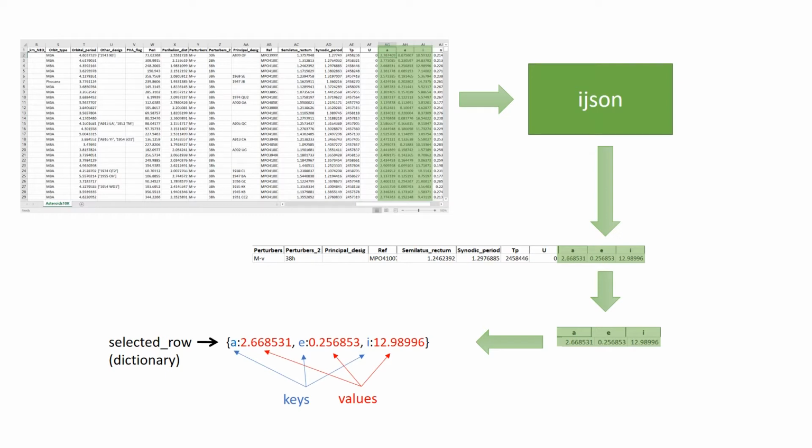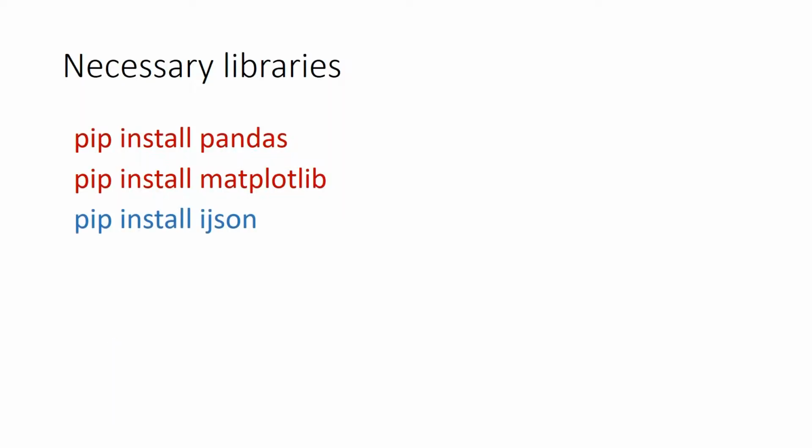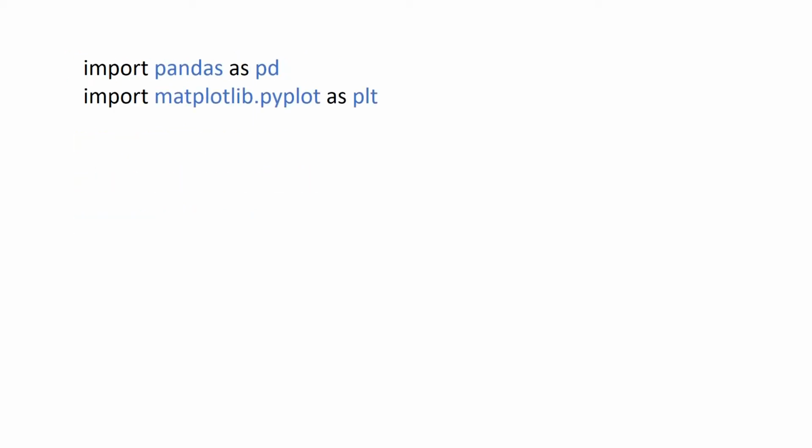So 2.6685 as the semi-major axis A, and so on. So we're going to call that dictionary selected row. Of course, we're going to need to install ijson. Now about the code. So this code will not be as easy as the previous code I've shown in the previous video. It's not going to be 8 records, unfortunately, but I'll try to explain what is happening. So the first 2 lines where we load pandas and matplotlib, we did that last time. But now we're also going to import ijson so we can use it.